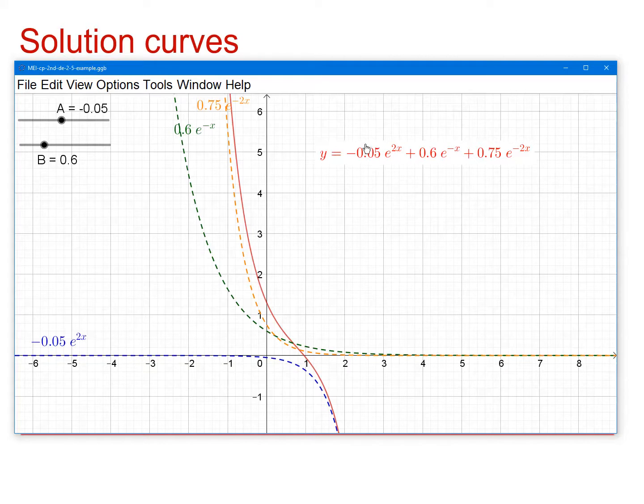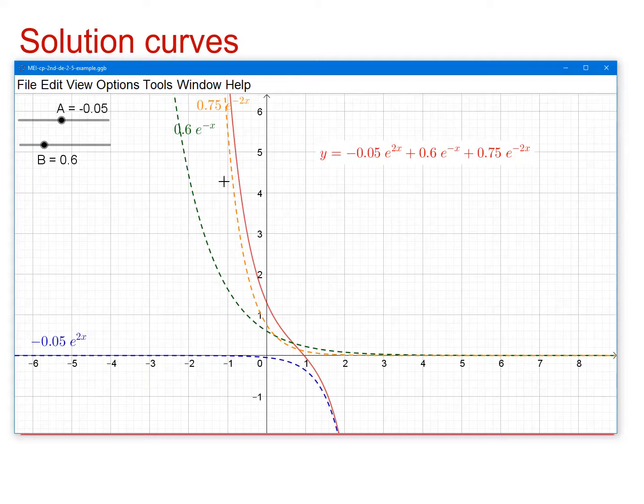I've got each of the three parts plotted on here. So the yellow line is the 0.75 e to the minus 2x. The green line is the 0.6 e to the minus x, and the blue line is the minus 0.05 e to the 2x. That's using these parameters for a and b. And as I alter these parameters, both the dotted lines and the overall solution curve will change accordingly.